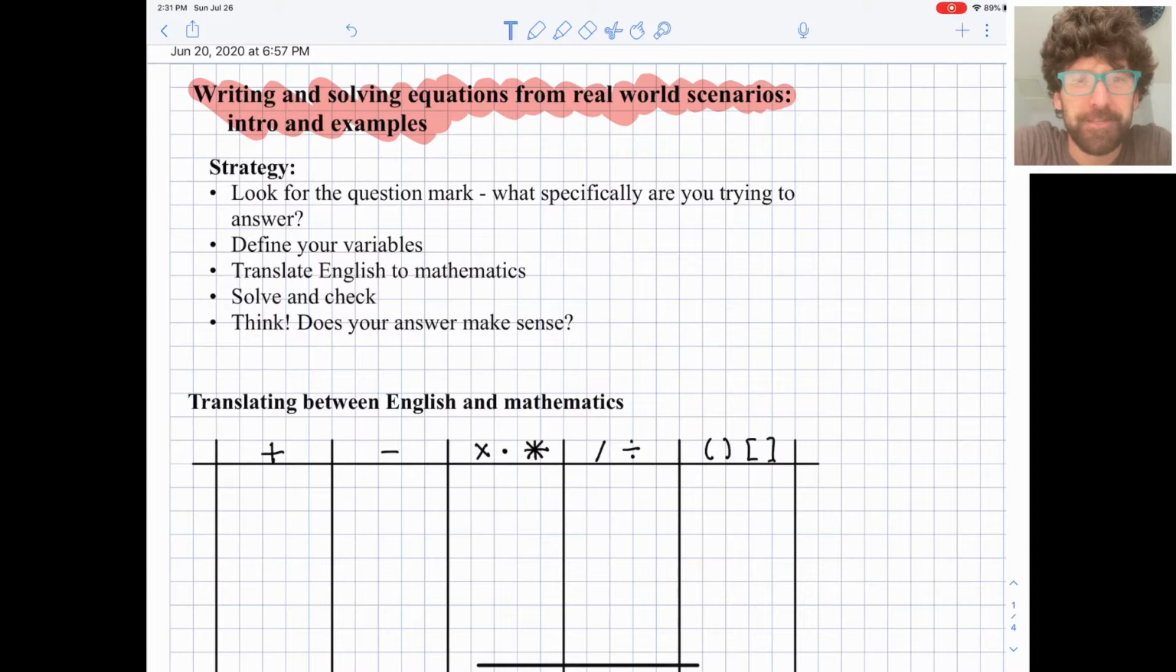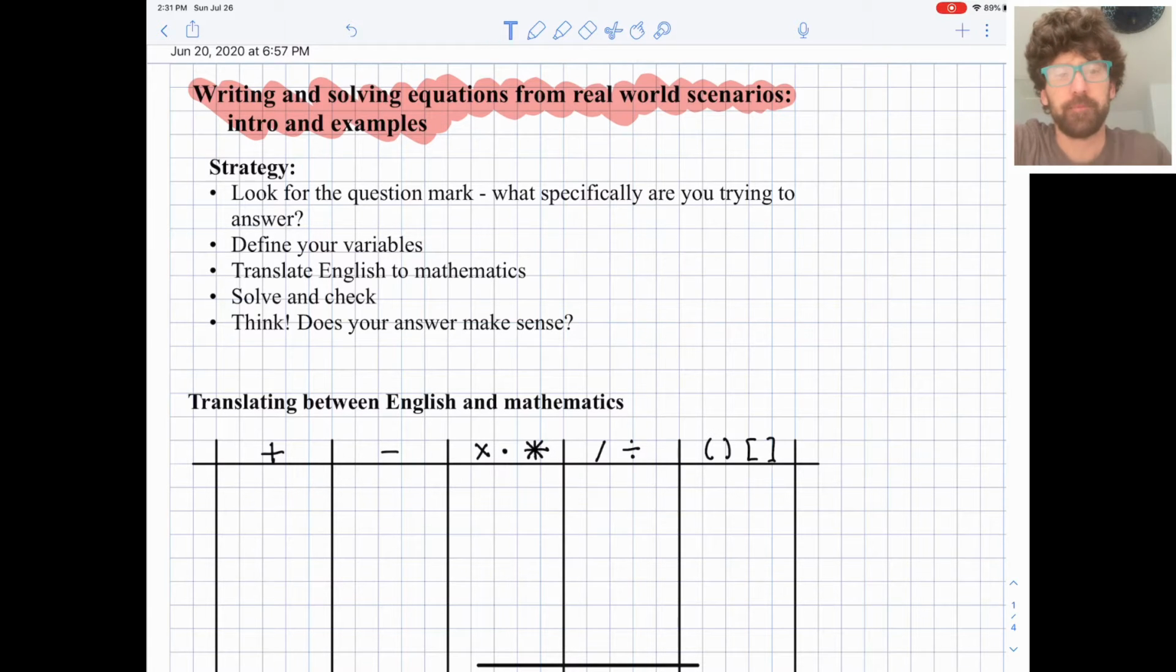All right, today we're going to be looking at writing and solving equations from real-world scenarios, with an introduction and some examples. This deals with the dreaded word problem that students often have a hard time with in mathematics. And hopefully some of these tips and strategies I'll give you will make these word problems a little bit more accessible, a little bit more straightforward, and not quite so painful for you.